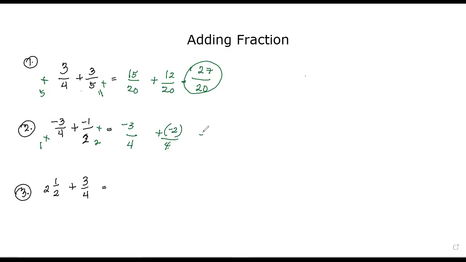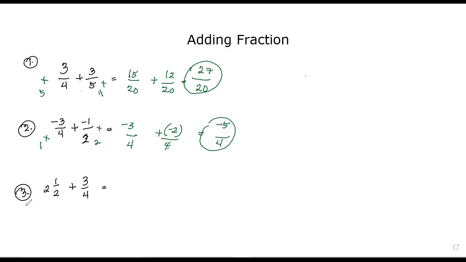Because we have similar fractions already, both denominators are 4, so we can now add the numerators. Negative 3 plus negative 2. We have two like signs, so we can add them and copy the sign. Negative 3 plus negative 2 is negative 5. And then copy the denominator, which is 4. So the answer is negative 5 over 4.